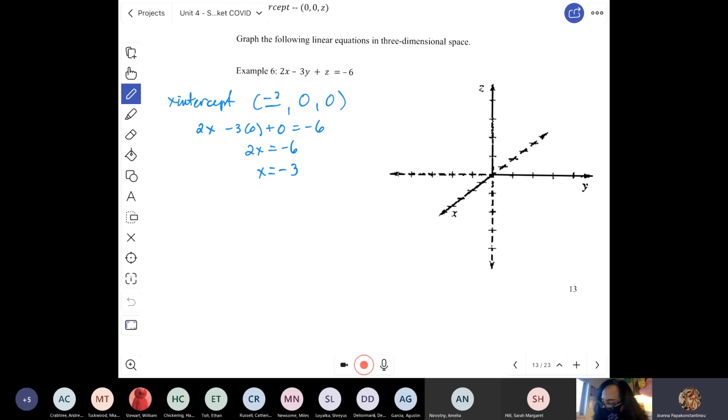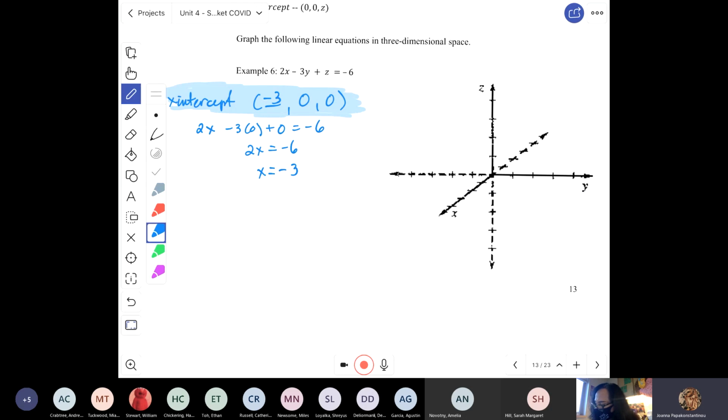-3. So I now know my x-intercept. And you're going to write your x-intercept on that quest as an ordered triple. If you do not write it as an ordered triple, you got a problem. And you're not getting it right. So I could go ahead and plot that point.